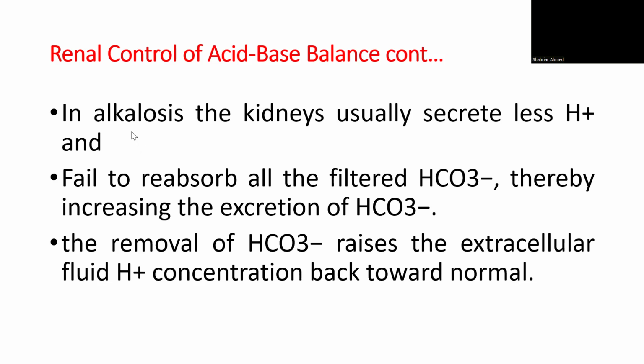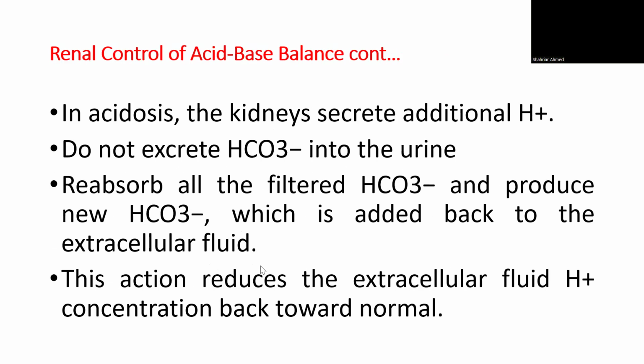In alkalosis, the kidneys usually secrete less hydrogen ion and fail to reabsorb all the filtered bicarbonate, thereby increasing the excretion of bicarbonate. The removal of bicarbonate raises the extracellular fluid hydrogen ion concentration back toward normal. In acidosis, the kidneys secrete additional hydrogen ion, do not excrete bicarbonate ion, reabsorb all the filtered bicarbonate ion, and produce new bicarbonate ion. This action reduces the extracellular fluid hydrogen ion concentration back to normal.